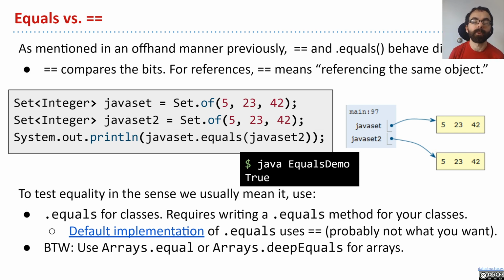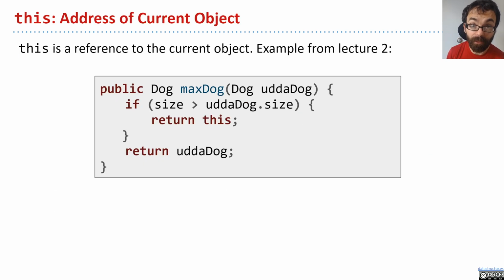Okay, so let's dig in a little more. I want to return and talk about the this keyword, and that'll help us understand the default implementation of the equals method. Recall that this is a reference to the current object. An example from lecture 2: if I am the Dog class and I have an instance method called maxDog that takes another dog, if my size is bigger than otherDog.size, I'll return myself. In this case, this is a reference to me, the thing that's actually running the code.